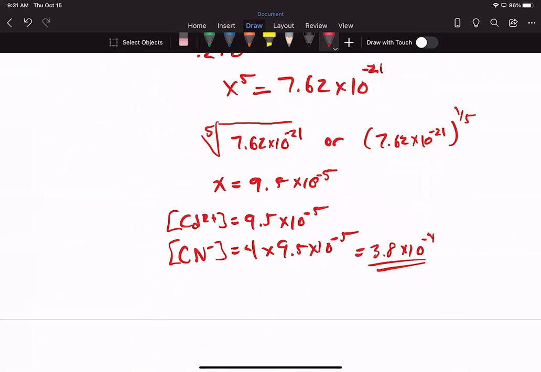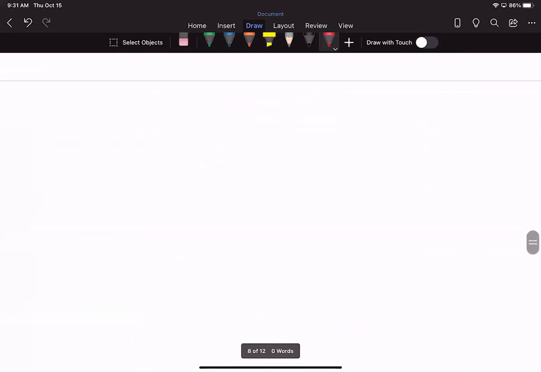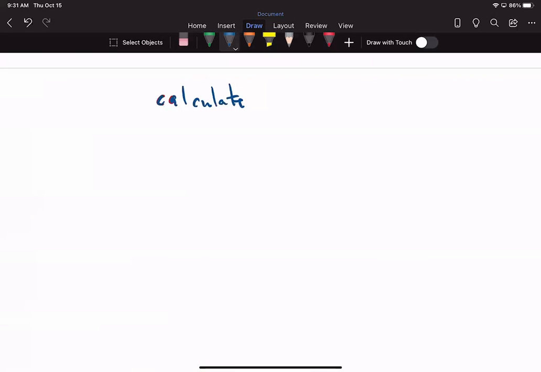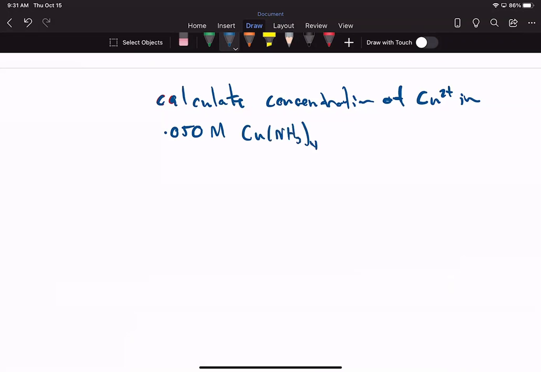Let's do another one. Calculate some more concentrations, more ice tables, more concentrations. Let me write it in blue. Let's calculate the concentration of copper in a 0.050 molar solution of, how about some copper? This is going to be 2 plus.